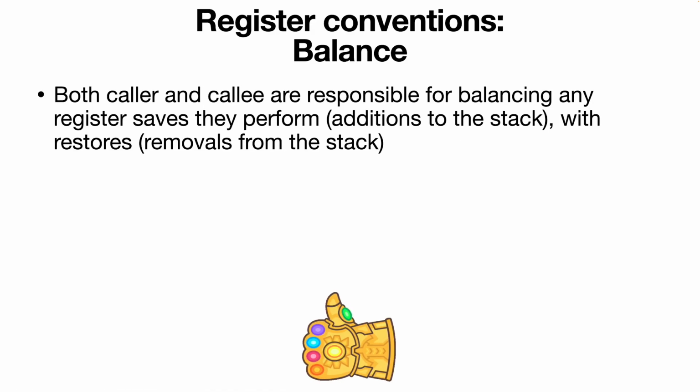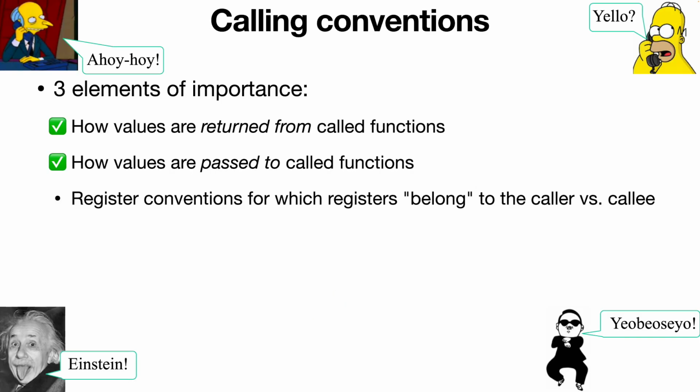The key principle, though, with callee and caller save registers is balance. Keeping things balanced as all things should be. Ultimately, both the caller and the callee are responsible for balancing any saves that they do, where here a save means storing something on the stack. If you put something on the stack, you better remove it later on. And that is ultimately the register calling conventions of what belongs to what.